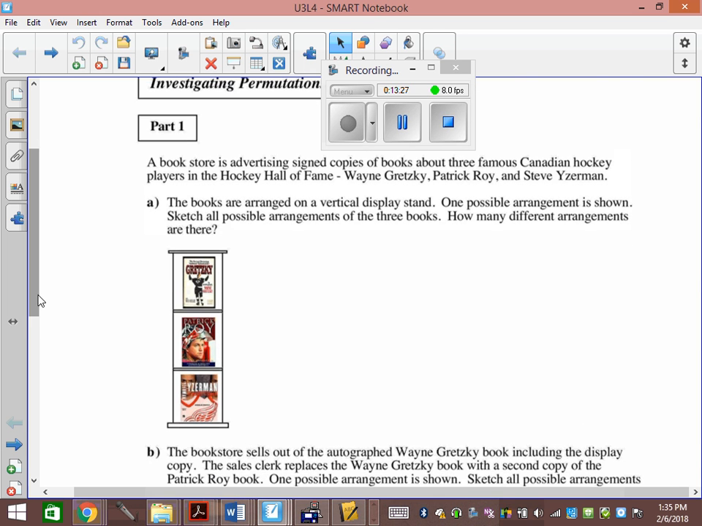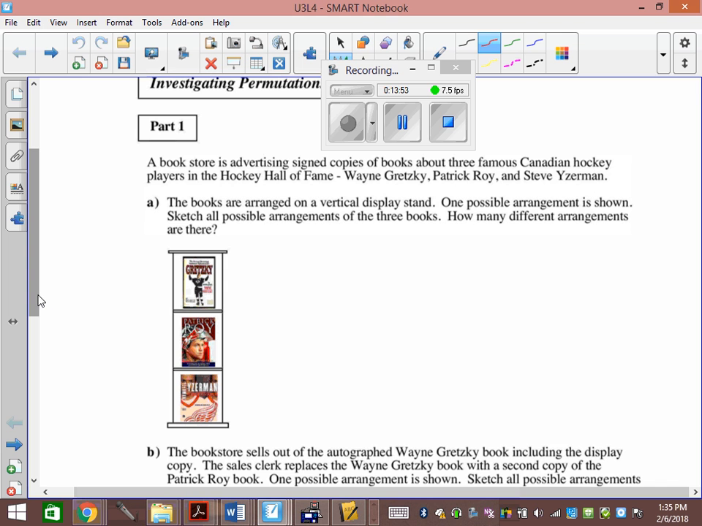So we have a bookstore advertising signed copies of books about 3 famous Canadian hockey players in the Hockey Hall of Fame: Wayne Gretzky, Patrick Waugh, and Steve Yzerman. The books are arranged on a vertical display shelf stand. One possible arrangement is shown. Sketch all the possible arrangements of the 3 books. How many different arrangements are there?